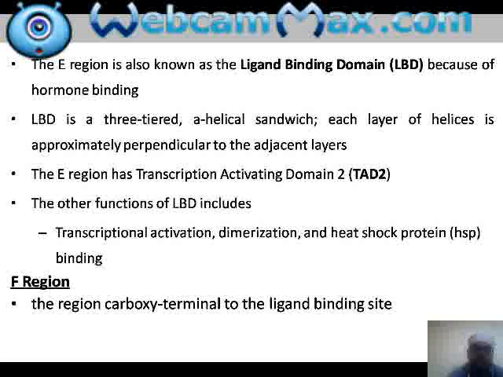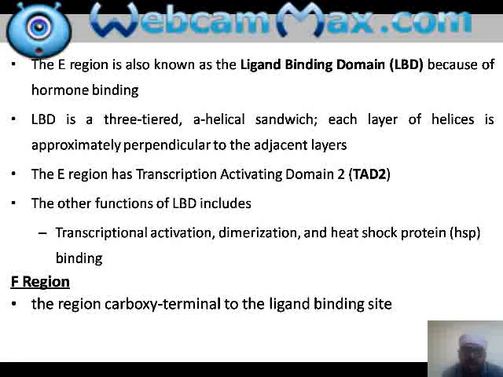When we talk about the E region, the E region is also known as the ligand binding domain. We have seen the DNA binding domain. Now the E region is the ligand binding domain because of the hormone binding. It is the ligand that binds to this region of the receptor, and this ligand can be a hormone. This ligand binding domain is a three-tiered helical sandwich layer. Each layer of helices is approximately perpendicular to the adjacent layer, and it has transcription activation domain 2.